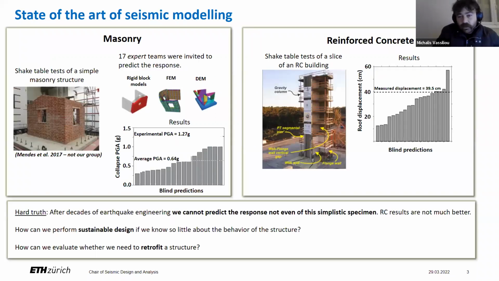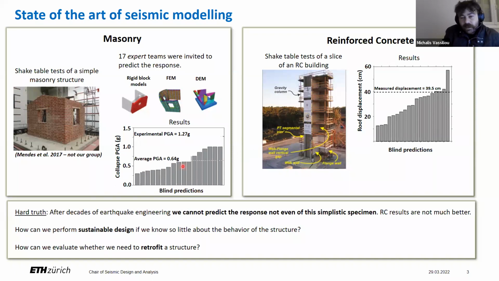So let's start with what the state of the art in seismic modeling is. Here is a very simple masonry structure tested in Portugal at the University of Minho. It is just 3 walls, nothing complicated. The avant-garde of masonry researchers shook it on a shake table with increasing ground motion intensity and invited 17 experts to predict the peak ground acceleration that caused collapse. They used all different kinds of methods, models based on rigid body dynamics, finite element models, discrete element models, and this is what they got.